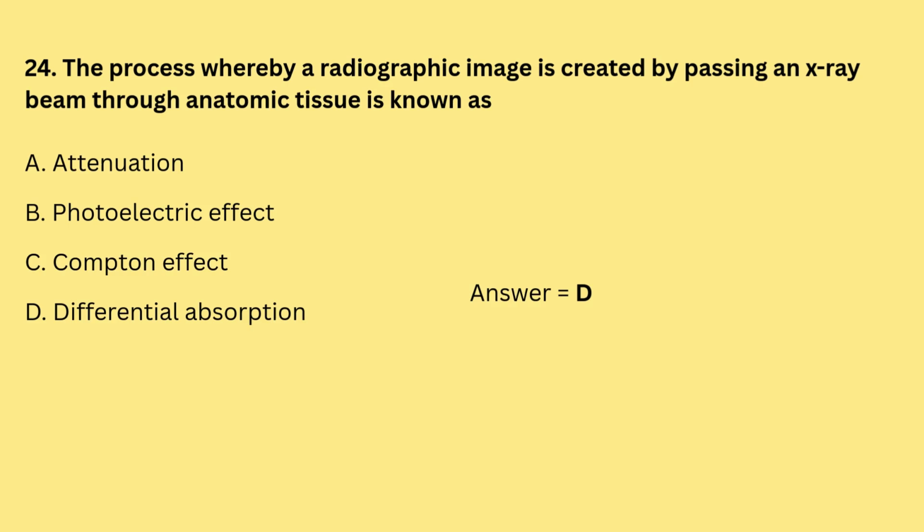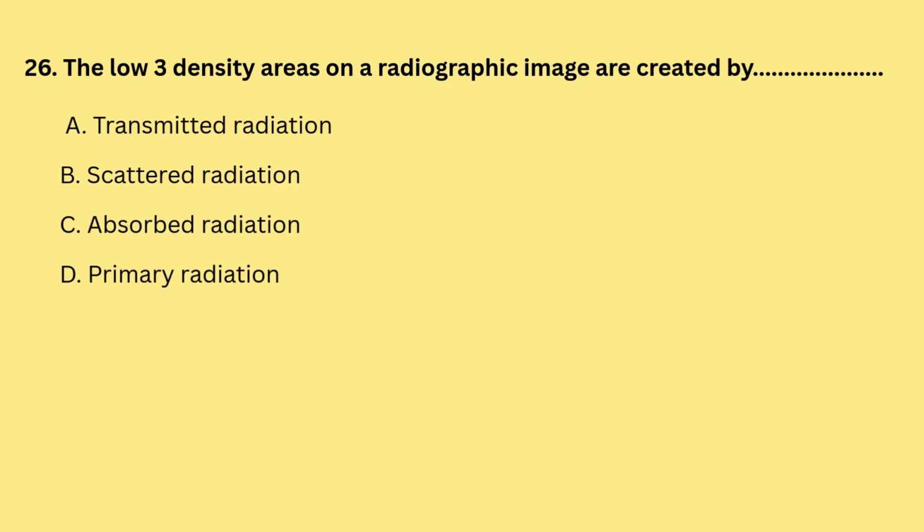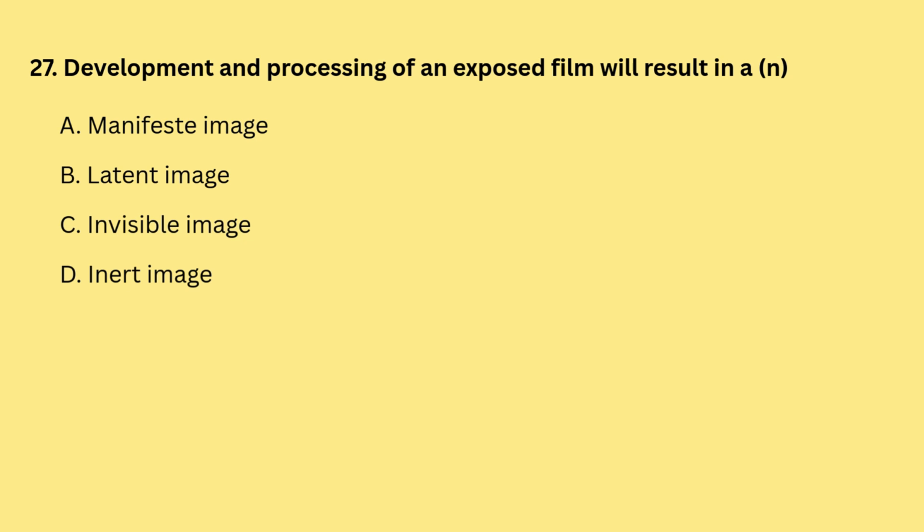Number 26. The low density areas on a radiographic image are created by dash. A. Transmitted radiation, B. Scattered radiation, C. Absorbed radiation, D. Primary radiation. Answer is C.